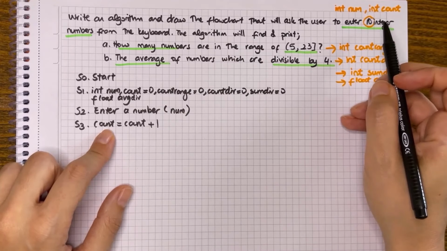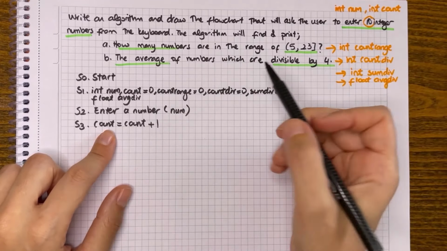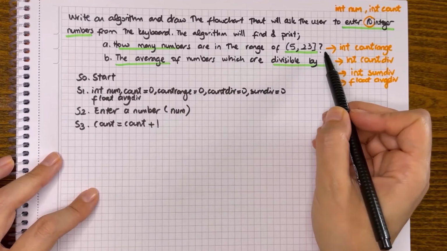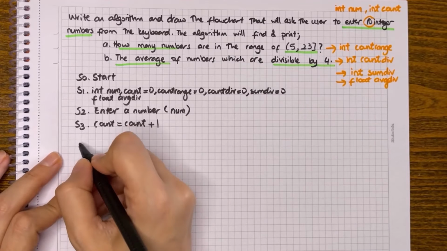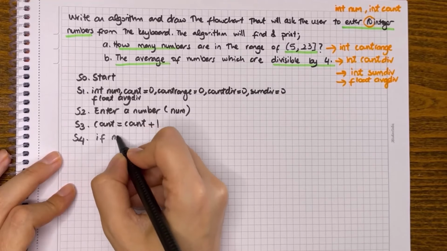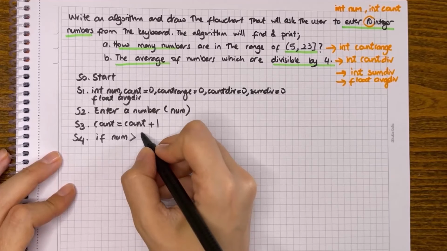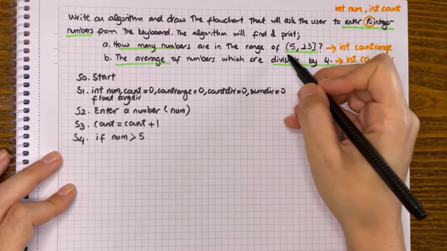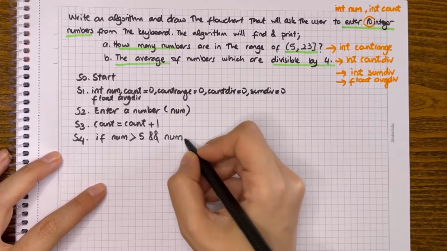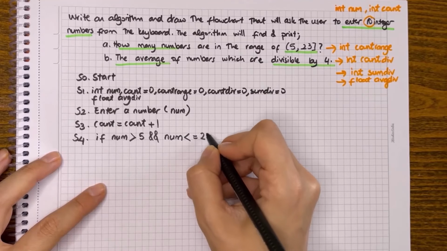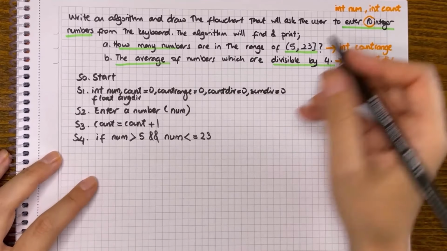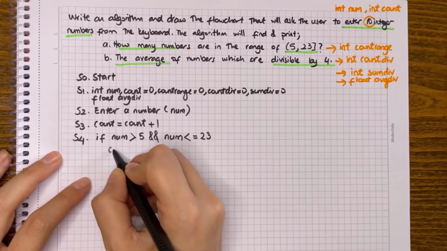After we finish this, we can start by checking part A. How many numbers are in the range of 5 and 23? We already entered the number in step number 2, and I can simply continue. If the entered number is greater than 5, there is no equality because it says so. And at the same time, number is less than or equal to 23. Why do we put equality? Because of the bracket.